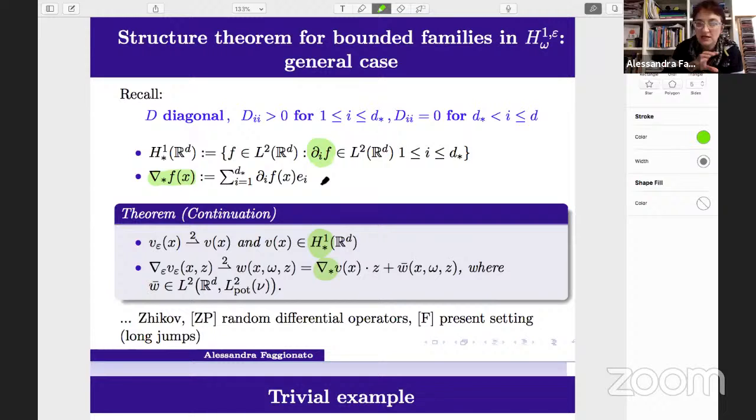This structure theorem appeared already in the papers on homogenization of differential operators. There are several papers of Zhikov, also on random differential operators, Zhikov and Piatnitski, and the proof of this theorem in the present setting is given in a preprint of mine that appeared before. The technical difficulties here come from the presence of long jumps. So I would stop here this presentation of two-scale convergence.